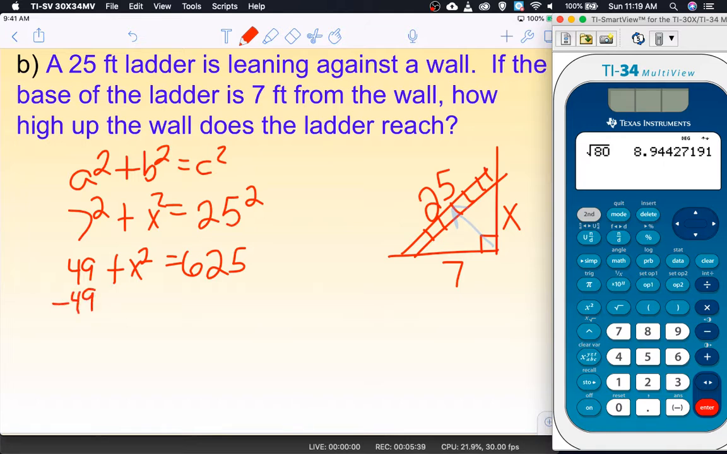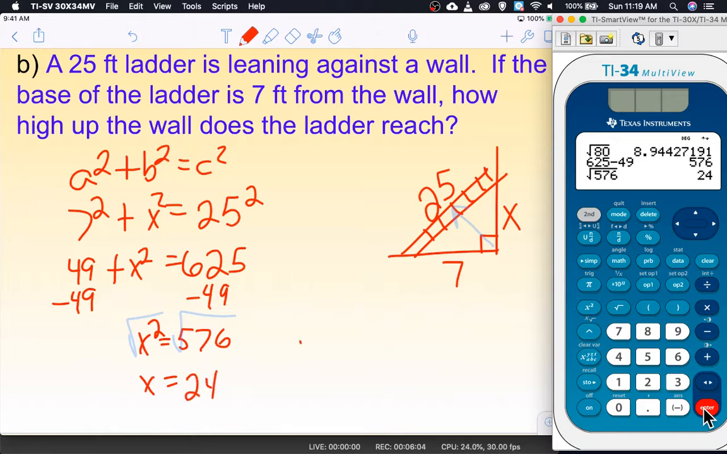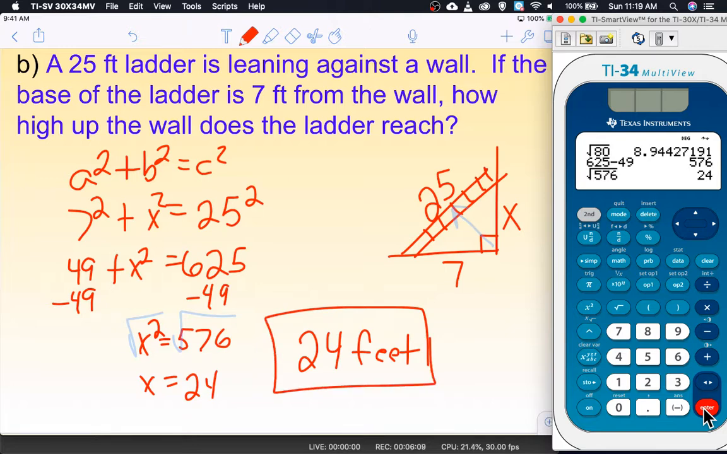When I subtract 49 on both sides, x squared equals, I don't know, 625 minus 49 is 576. To solve this equation now, we're going to square root both sides to make this x squared become just plain old x. And when I square root 576, we get 24. So the height reaches up 24 feet is our final answer. So hopefully that wasn't too bad.